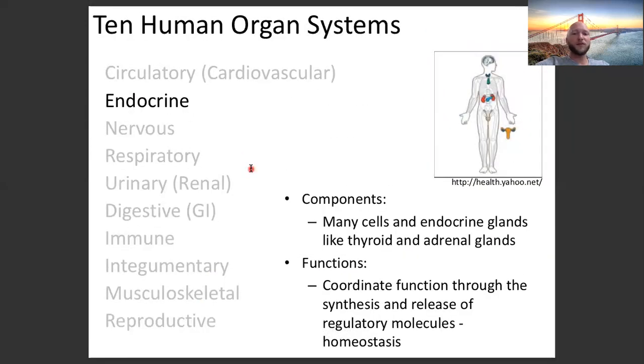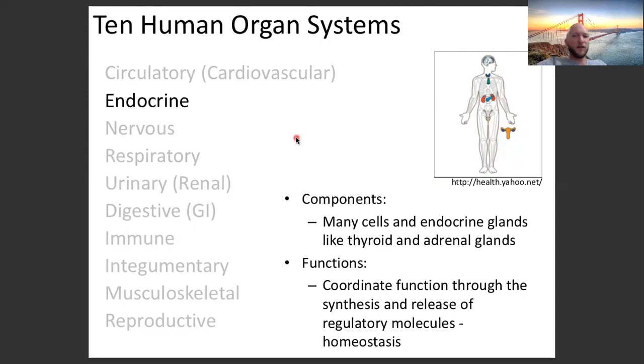The endocrine system has many components, many cells and endocrine glands like the thyroid and adrenal glands. We can also see the pancreas, kidneys, nervous system, brain, testes, and ovaries are all parts of the endocrine system. Function: coordinate function through the synthesis and release of regulatory molecules.